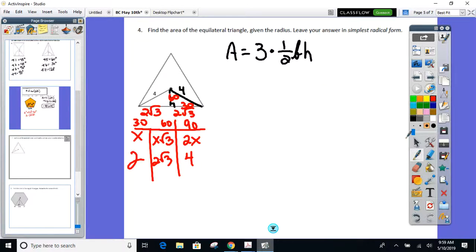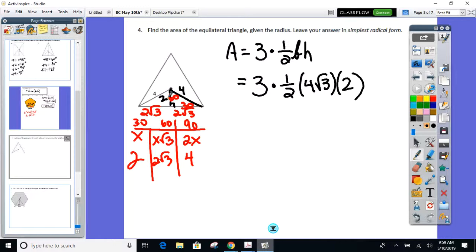4 radical 3. Nice. So it's going to be 3 times 1/2 times 4 radical 3 times 2, the height. Everyone ask now where all these numbers came from. We all good? Where they're coming from.